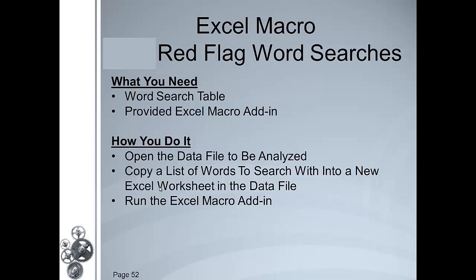And further in the sessions, we're going to get more discussion about word summarizations that are going to be done in a variety of products. But before that, let me talk about the keyword search. In order to do a keyword search, you need a word search table that you're going to utilize. So it'll have various words in it, such as gifts or bribe or anything like that.